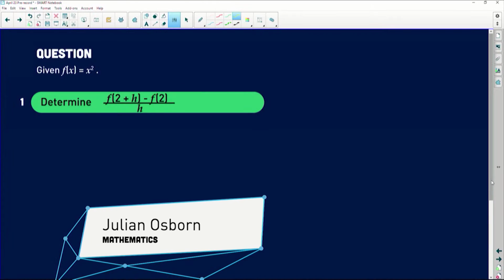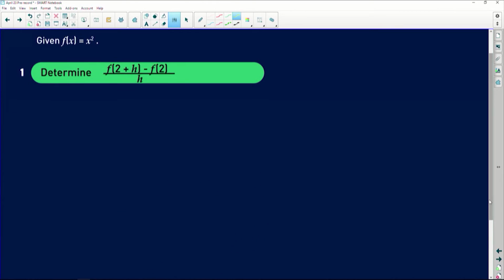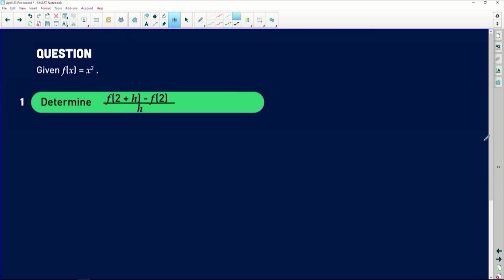Okay, Junior, thanks for that question. It is quite a nice question. I've managed to get it down in the Wacom so we can all look at it at home. The question says as follows: given f of x is equal to x squared, determine f of 2 plus h minus f of 2, divided by h.